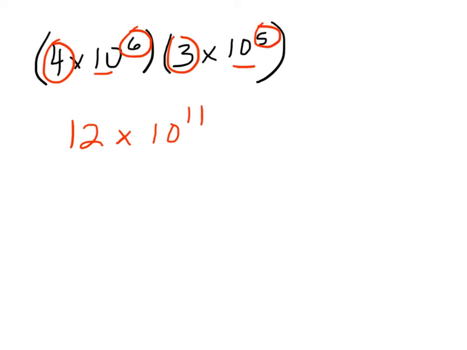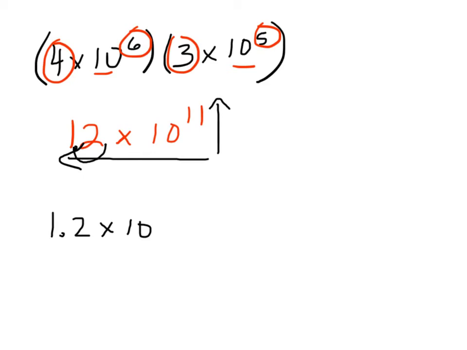Now, this can't be my final answer because I don't have a decimal here between the 1 and the 2. So here's where we're going to use the rules that we used before. I am going to move the decimal, which is right here. It's an imaginary decimal, and move it right over here. So I'll have 1.2 times 10. And now what's important is that exponent. Well, I moved the decimal that way, right? So if you remember that rule, then this arrow also has to go that way, and it says to go up.